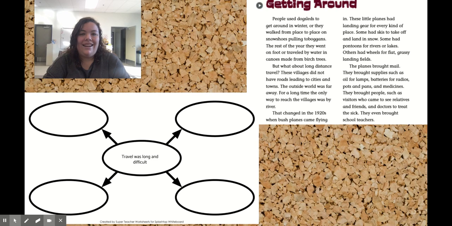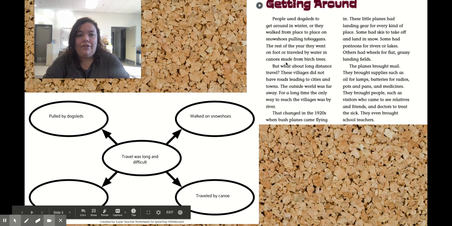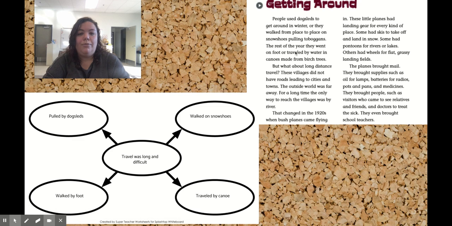Okay, now that you've read that paragraph, we're going to find the key details that talk about travel was long and difficult. Most of the details talking about travel being long and difficult are in this first paragraph. It talks about people using dog sleds. It talks about them walking on snowshoes. It talks about them traveling by canoe. And it also talks about them walking by foot. Those are all ways that travel is difficult.